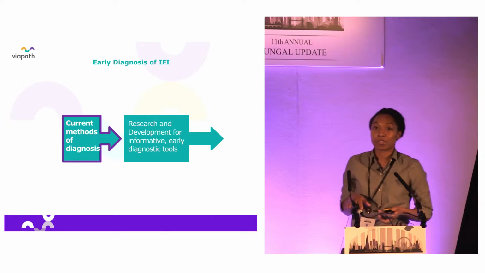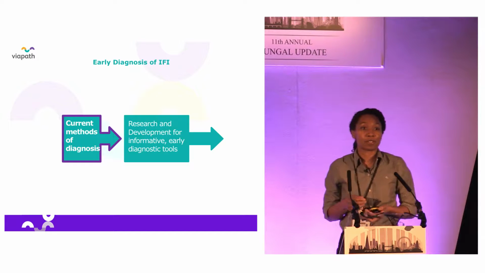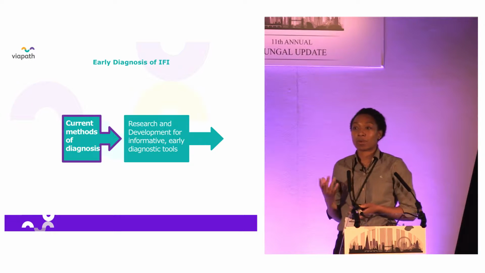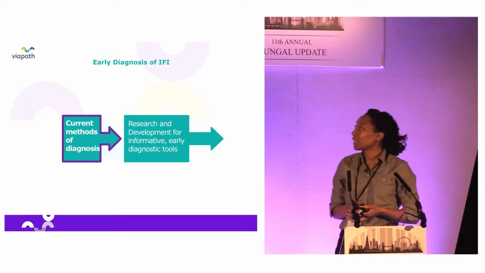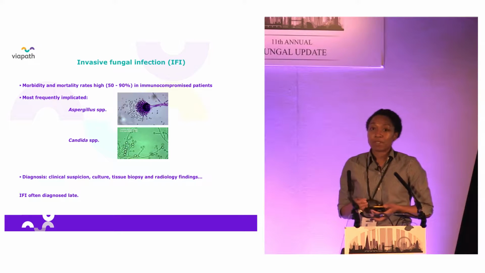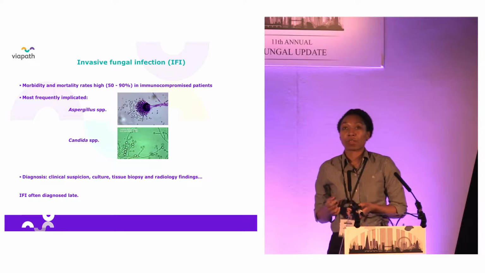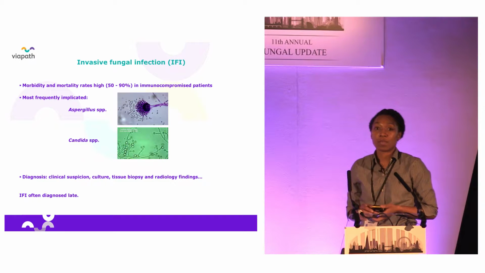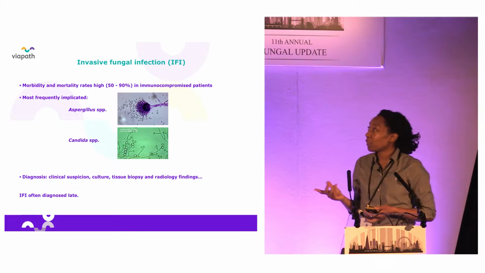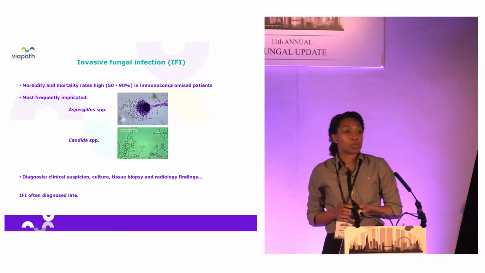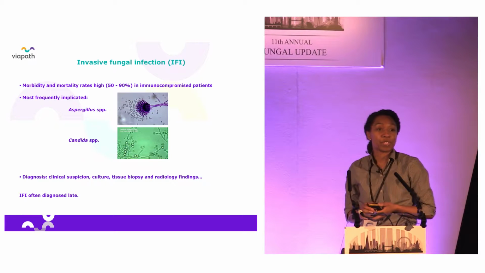I'm going to speed through the introduction and current methods of diagnosis because that has been covered quite well this morning in the talks that we heard already. Invasive fungal infections cause 50 to 90% morbidity and mortality in immunocompromised patients. And the frequent organisms associated with that are Aspergillus and Candida.